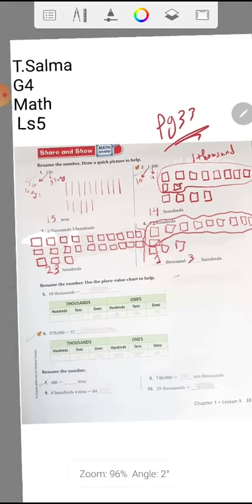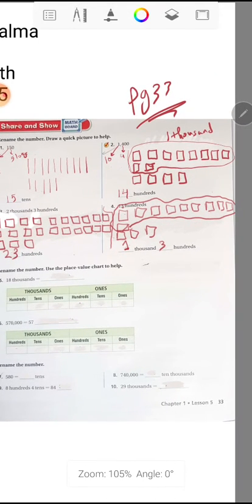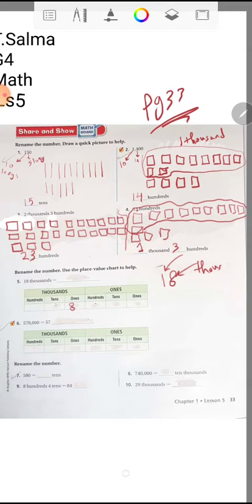Okay, let's use the place value chart to rename the number. 18,000. I want you to write this 18 on the chart. I said that 18,000 means this is the thousands digit. This is 1000, and that means the digit after it will be 10,000. So I have to put 8 here and 1 here, and the other digits will be zeros. So the number will be 18,000.